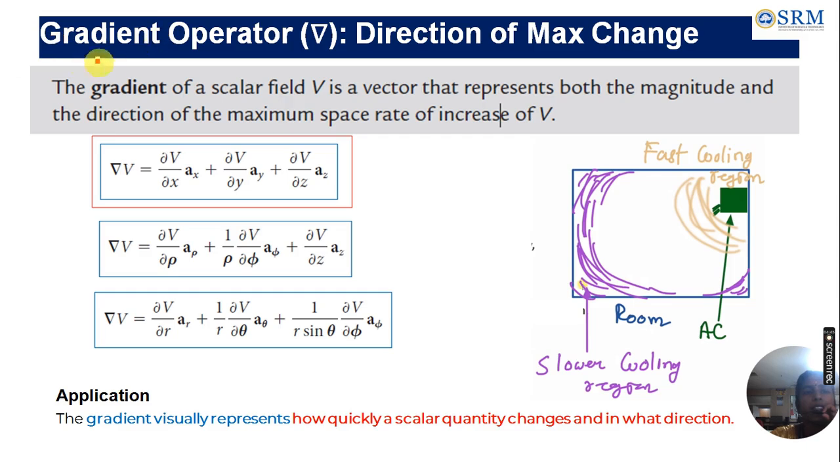The gradient of a scalar field is a vector, so the final result will be a vector only. That represents both the magnitude and direction of the maximum rate of increase of V. Here V is a scalar field.